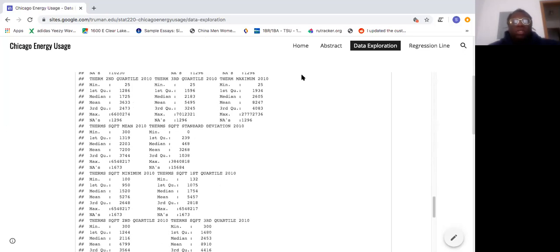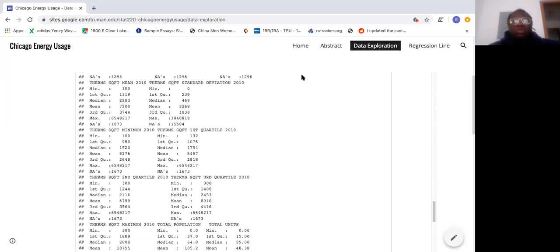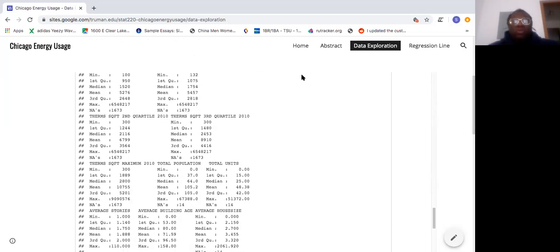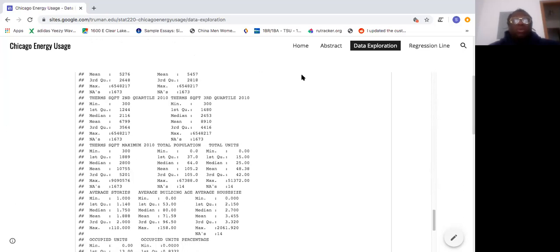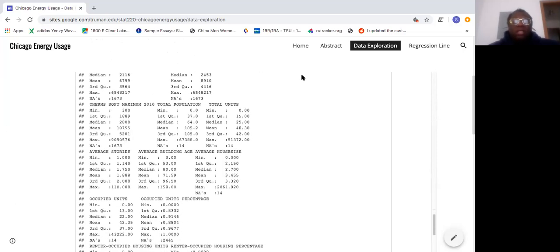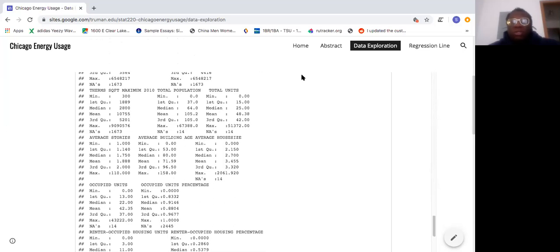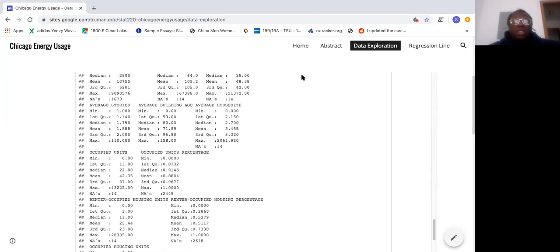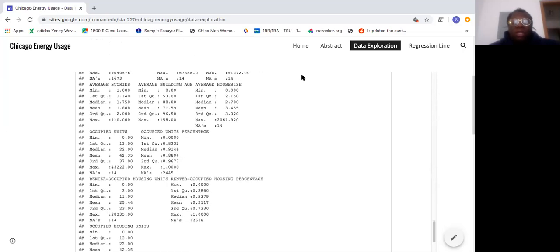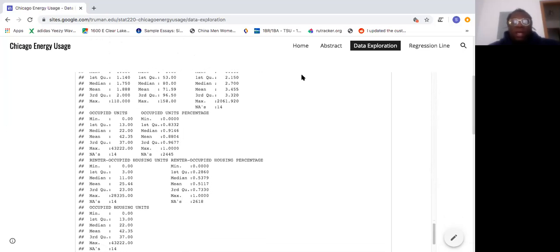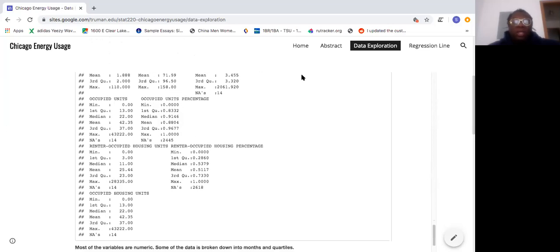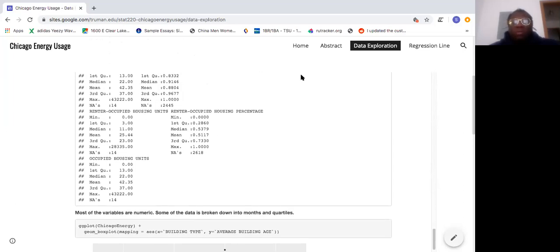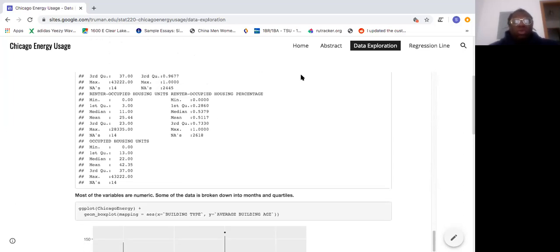As I go through this data that was deciphered by RStudio, it gives us a clear analysis of how to compare the quartiles from the third and the second quarters within that year, which is 2010, and it gives us the occupied units compared to the percentage of the average story buildings that was used during that time, and gives us a great analysis as far as how it was identifiable. So most of the variables are numerical. Some are data that's broken down into months and quartiles.